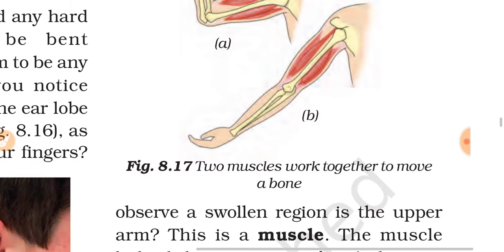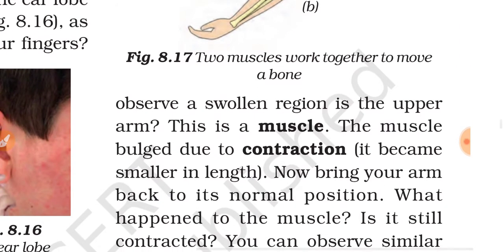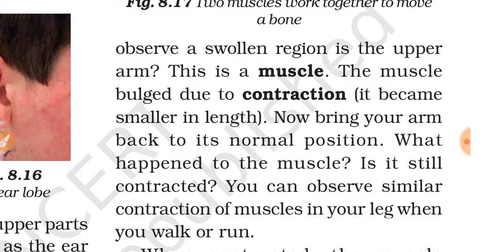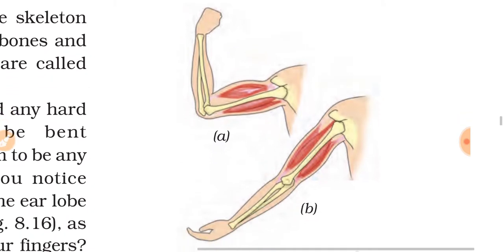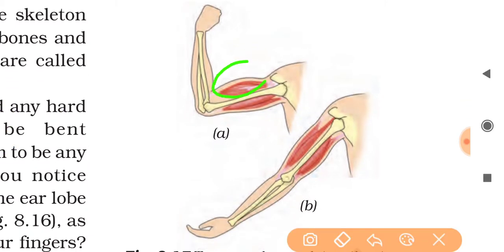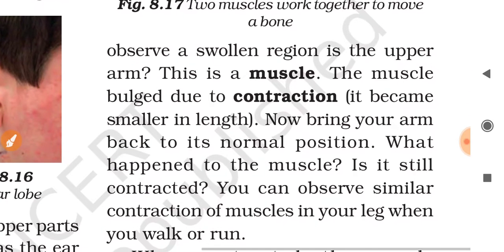Two muscles work together to move a bone. Observe a swollen region in the upper arm. This is a muscle. Nowadays many students will be aware of it because gym and other workouts are popular for growing muscles. The muscles bulk due to contraction. It becomes smaller in length. When we move our hand upward, you can see these are the muscles. These contract when we bend our hand.